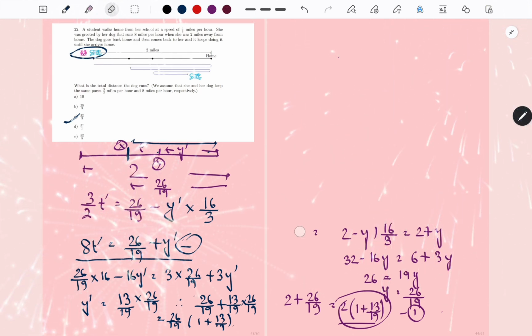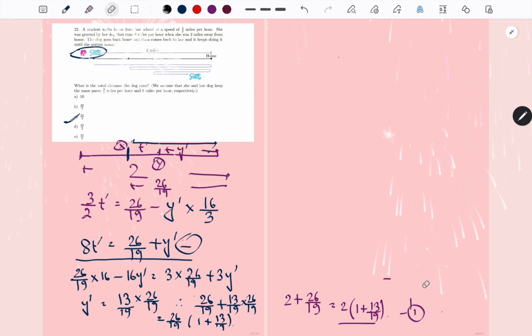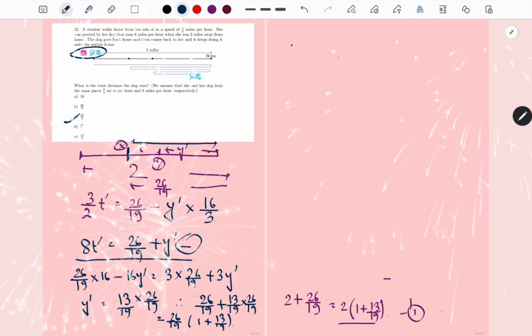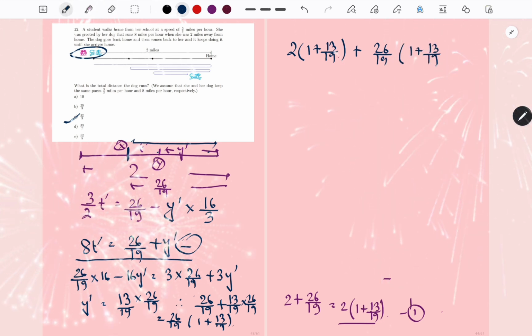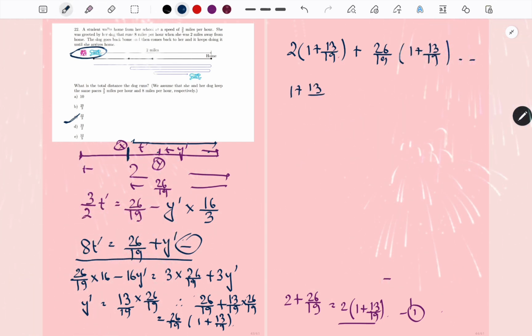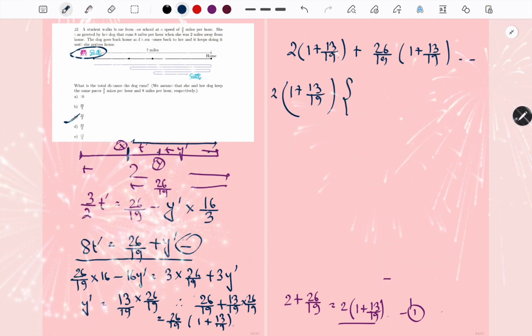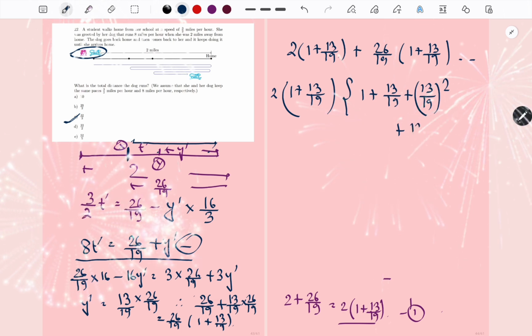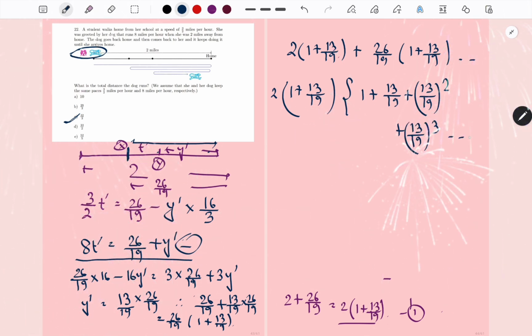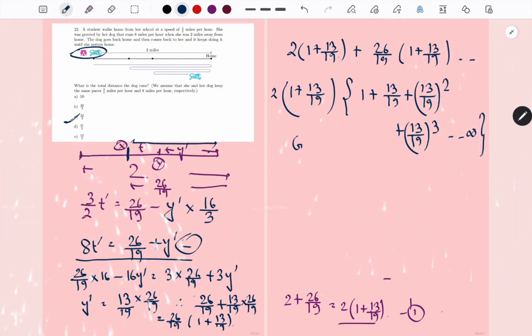in general, the value for the second time comes to be: what is the first distance? 2 into 1 plus 13 by 19. What is the second distance run? 26 by 19 into 1 plus 13 by 19, and this will go on. If I take 1 plus 13 by 19 common, and again take 2 common, the value left here will be 1, here it will be 13 by 19. If I calculate for the next time, it will be 13 by 19 whole square. Again it will be 13 by 19 whole cube, and this will go on for infinite times. So that's why it becomes a GP.